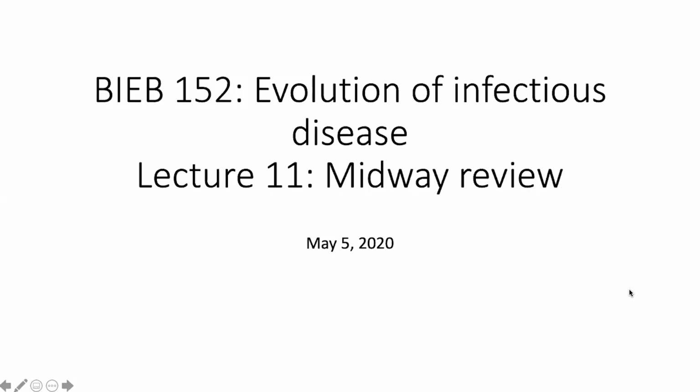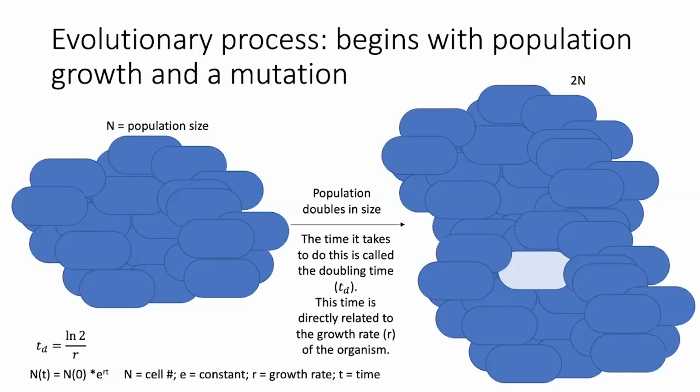Okay, so now let's get to the actual lecture, this midway review. Let's start from the very beginning and think about the evolutionary process and how it works. We have a population of bacterial cells. The population size we call N, that's the variable. These bacteria are all identical to each other at first. As they grow and divide, eventually one of the bacteria is going to get one single mutation in one base of its DNA. And as the population grows more and more, there'll be more and more mutations.